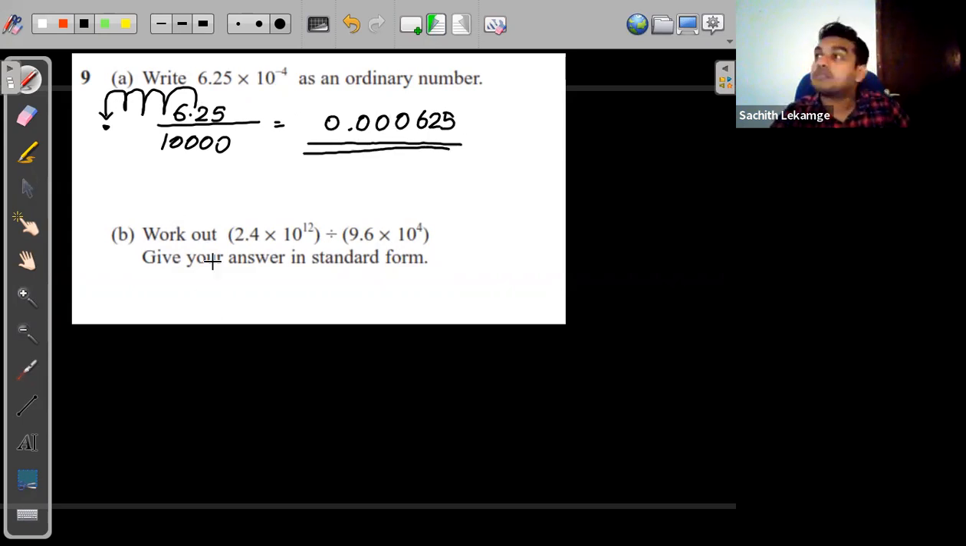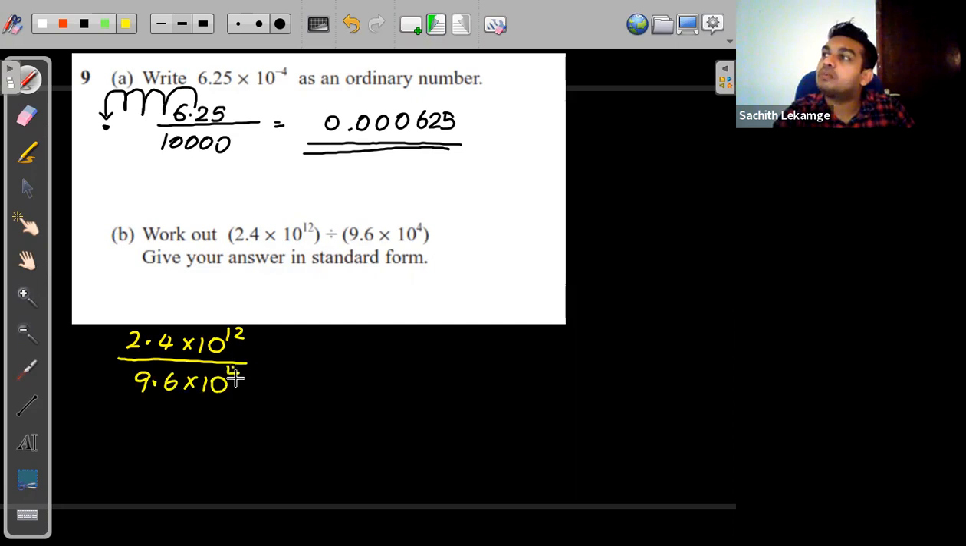Okay, work out. This one I'm going to write as a fraction. That's the easiest way. 2.4 × 10^12 over 9.6 × 10^4. First, you simplify the powers of 10. 10^12 divided by 10^4 means 10^8, so 2.4 over 9.6 × 10^8. Agreed? Give me the answer for this one. Use a calculator.